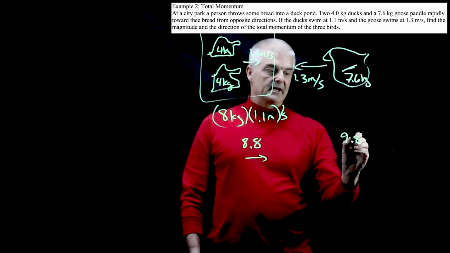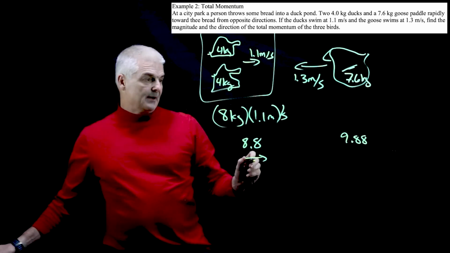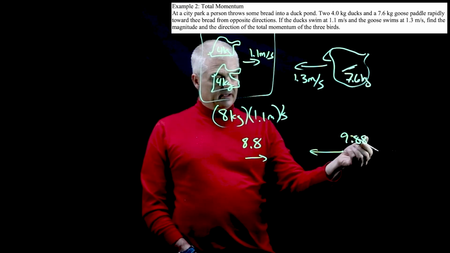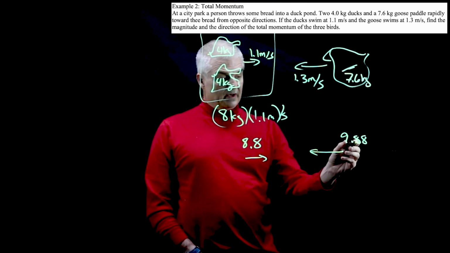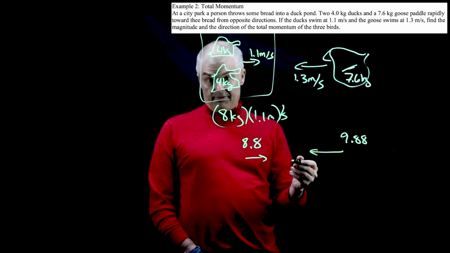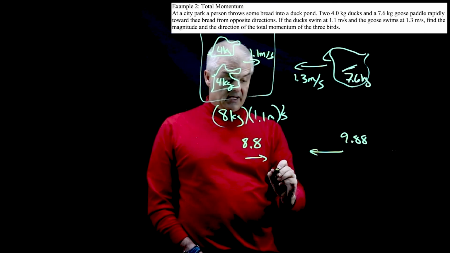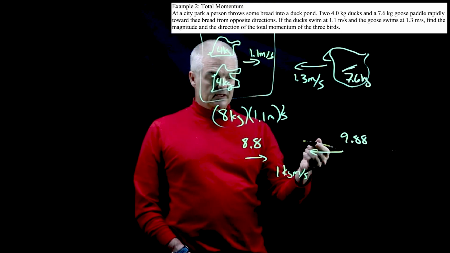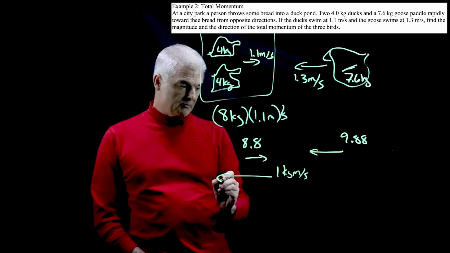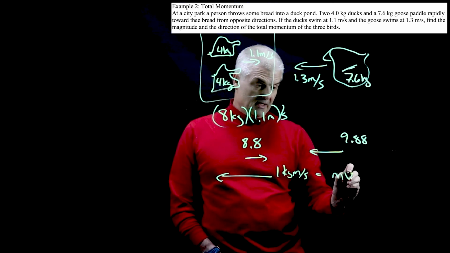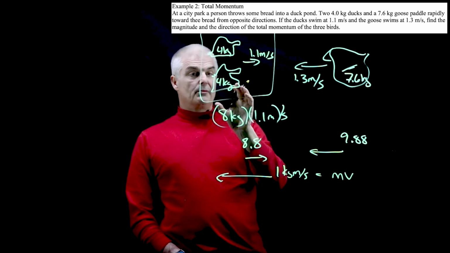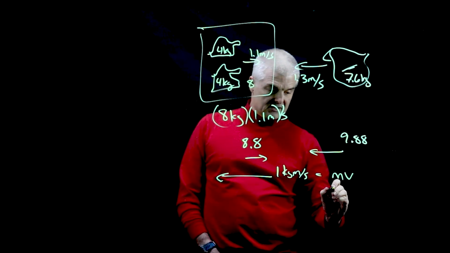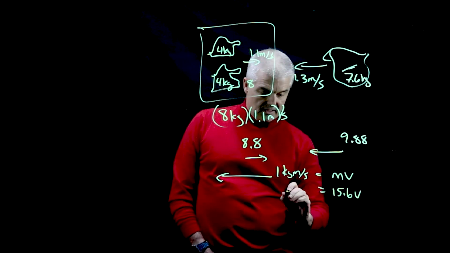And this is 9.88. Now what's going to happen is the collision thing we talked about a minute ago: when they collide, the goose's momentum is going to push the ducks back. So the net momentum is going to be the difference between the two. So 9.88 minus 8.8 is about 1 kilogram meter per second. And their velocity is going to be going backward in this direction. We can set this up to our new mv, because when they become together, their total mass will be 8 plus 7.6, which is 15.6, so 15.6 v equals 1.